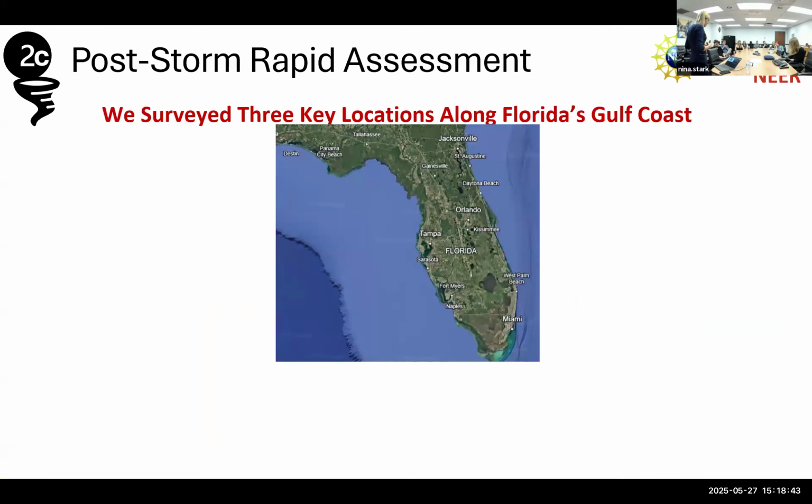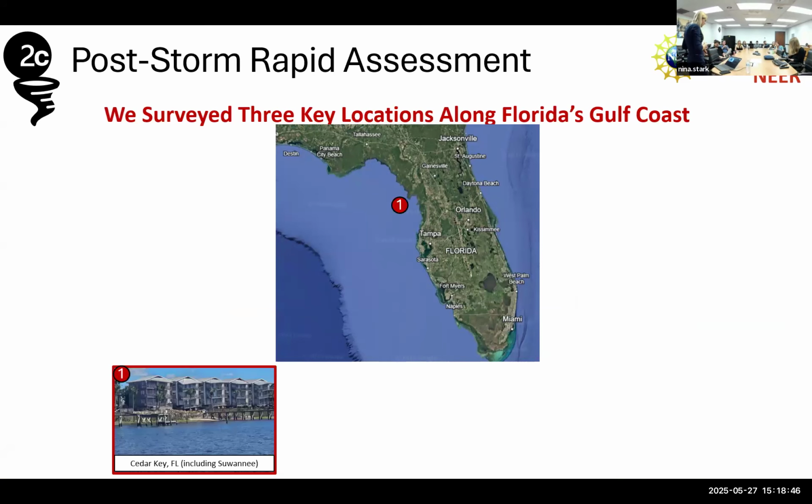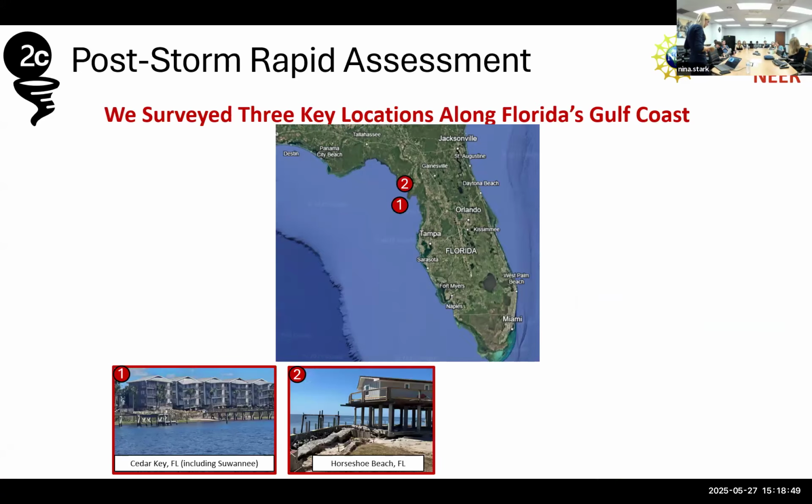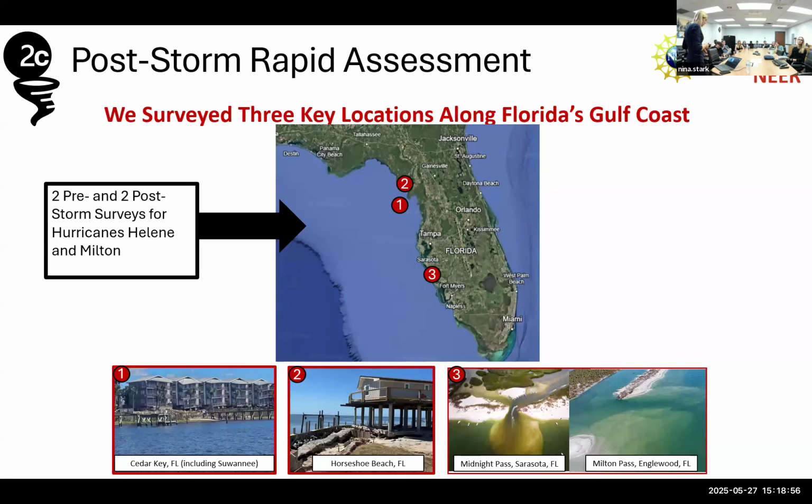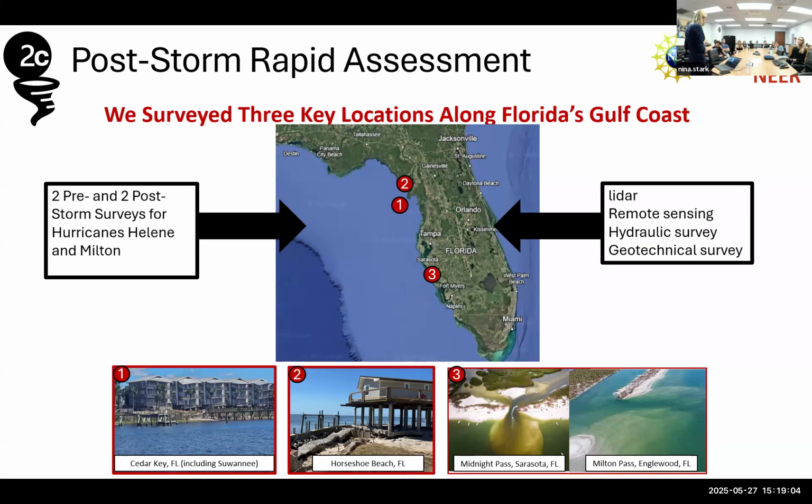So we surveyed 3 key locations along Florida's Gulf Coast. We had Cedar Key with Suwannee, then Horseshoe Beach, and additionally the area around Venice Beach with Midnight Pass and Milton Pass. We did 2 pre- and 2 post-storm surveys around Hurricanes Helene and Milton, and we had LiDAR measurements, remote sensing methods, hydraulic surveys, and geotechnical surveys. So a lot of methods that you can also apply to the tidal flats, to figure out which methods work very well together and fill in this gap to give us the big picture.